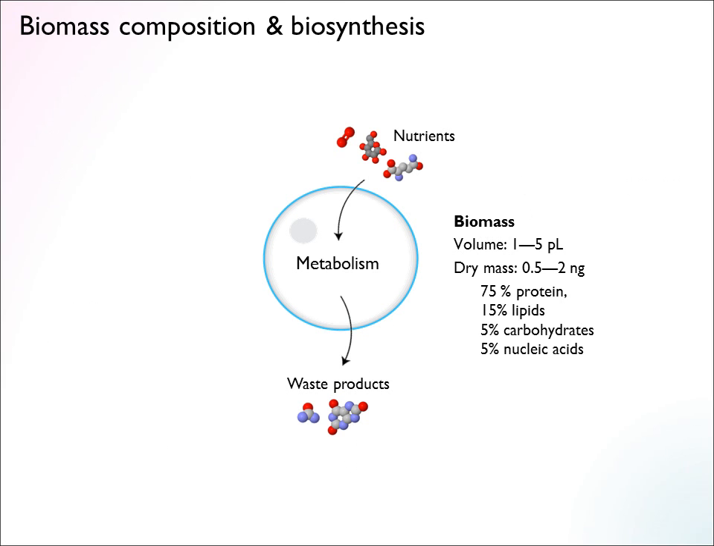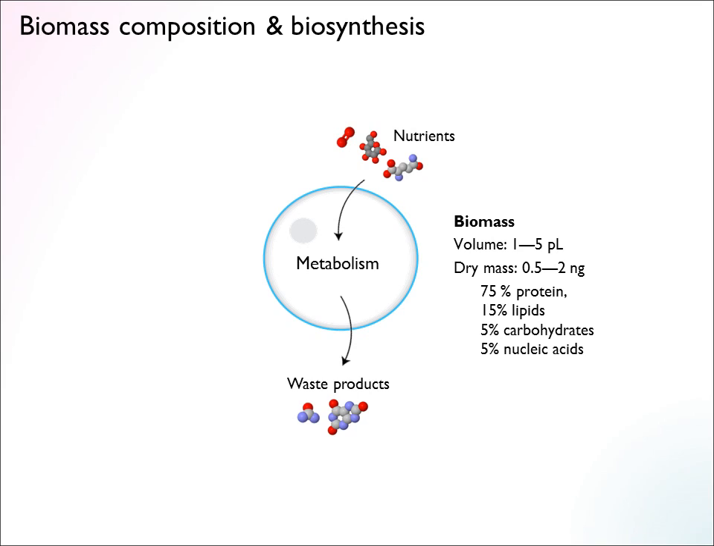So the other aspect is biomass. And if you have a biosynthetic cell or a proliferating cell, this becomes important to know about. So the composition of biomass is pretty much the same in most cells, and you'll find this in any basic biology textbook, obviously. So the volume of a mammalian cell is a few picoliters. You can calculate its dry mass easily. And most of this is protein. A fairly large share is lipids. And then smaller amounts are carbohydrates and nucleic acids. And DNA is actually quite a small fraction of the nucleic acids.